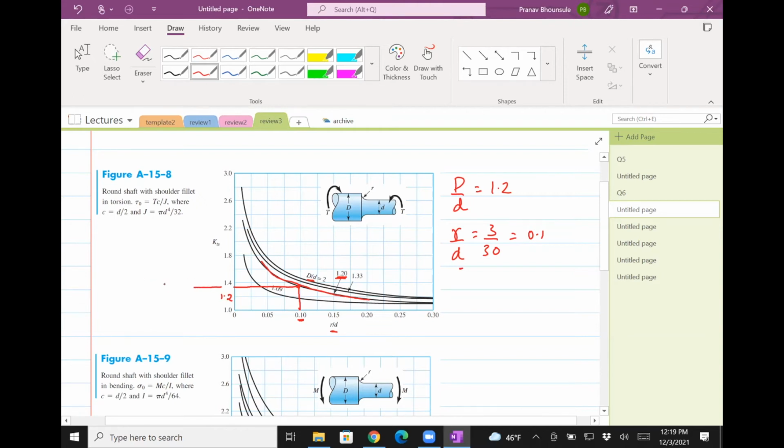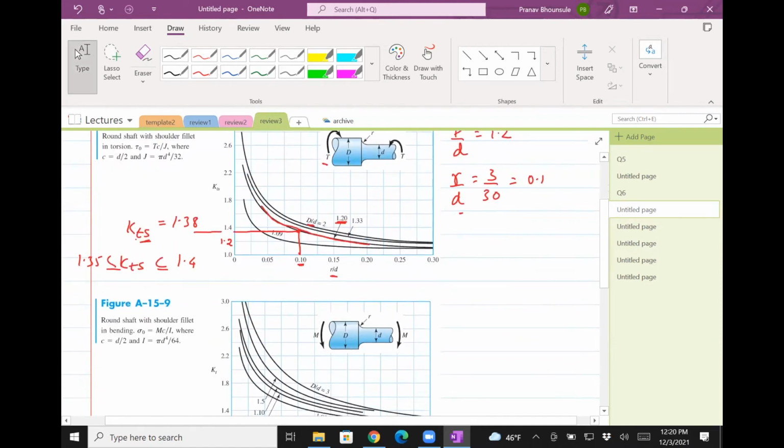So I took it as K_ts. And K_ts is because it's torque, so the s is denoting shear. So 1.38. But anything in this range, it's probably less than 1.4, but 1.35 is good enough. Okay, so that's our value.